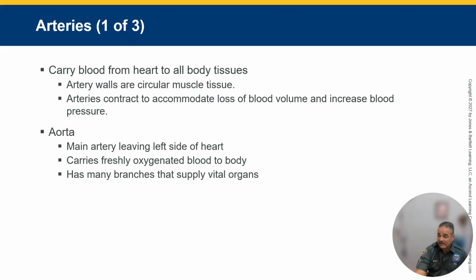Arteries carry blood from the heart to the body tissues. They're made of very fine circular muscle tissue. Arteries contract to accommodate for the loss of blood volume and increase blood pressure. Our body has to tell it to do that. We do that through chemical processes to say, okay, we don't have as much blood, you need to squeeze to increase blood pressure. Then it naturally will go back to a more relaxed state as the compensation happens when we get more volume. The aorta is the main artery. It leaves the left side of the heart, carrying freshly oxygenated blood to the body. It has many branches that supply the vital organs.